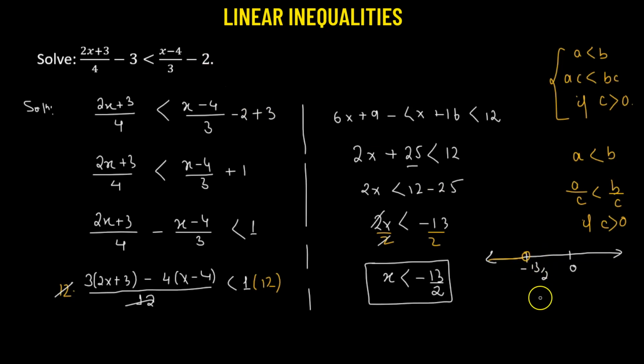And then we have the interval form, which is sometimes also referred to as the solution set. So that will be, we'll have all the values starting from negative infinity, that means from the extreme left, and goes all the way up to negative 13 over 2. And this will be under open interval. That's because negative infinity is unbounded, and negative 13 over 2, that's not included. So these are the ways to represent the solution to our given linear inequality.